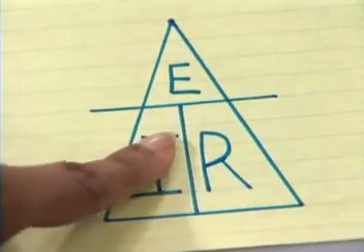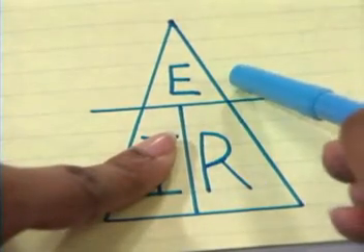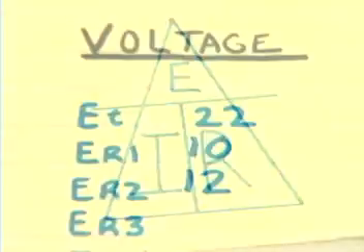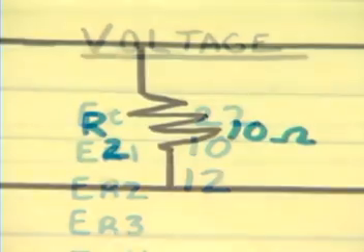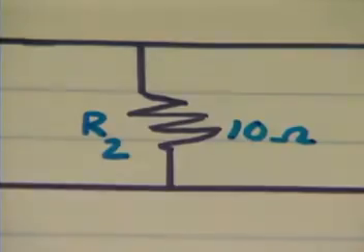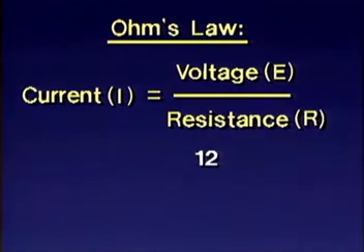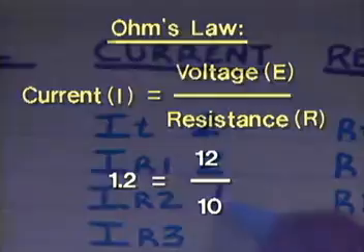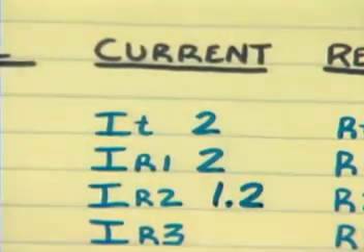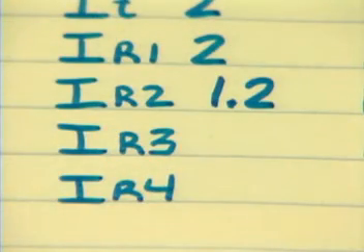By covering I, you get I is equal to E divided by R. ER2 is 12 volts. R2 is 10 ohms. Therefore, the current is equal to 12 volts divided by 10 ohms, which is 1.2 amps. Record this for IR2. Now you can easily determine the current through IR3 and IR4.